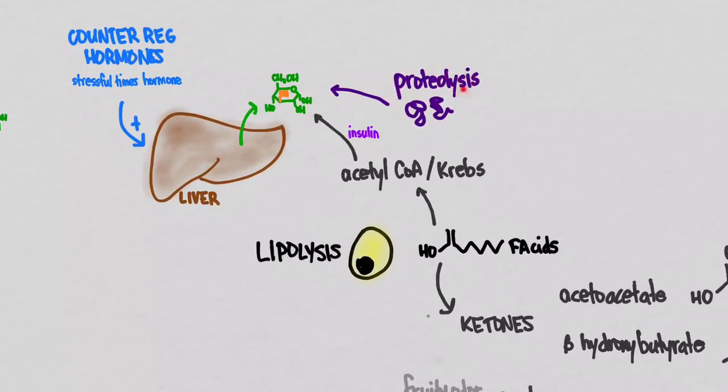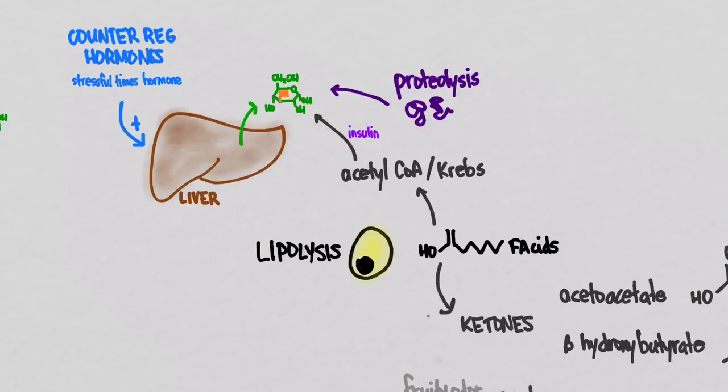You can have proteolysis. As proteins break down, that can eventually be turned into glucose. And also lipolysis. As fat breaks down, it can break down into fatty acids, which can then be converted to acetyl-CoA, and in the Krebs cycle can eventually turn into glucose. However, you need insulin around for this part to happen.